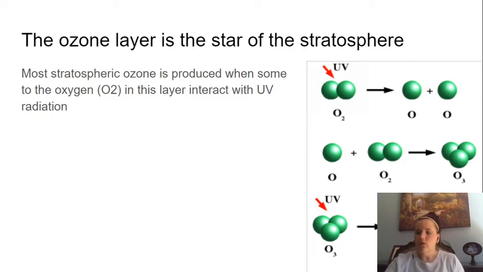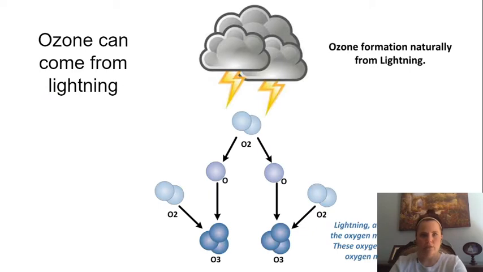So this sounds good. We love ozone. We love not dying from UV radiation poisoning. Lightning can create it too. Remember, these bonds are strong, so not just anything can knock it off. Good. So we want ozone, we just don't want ozone hanging around at the ground level.